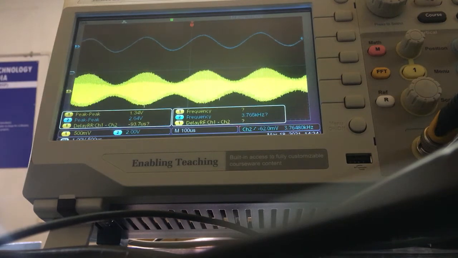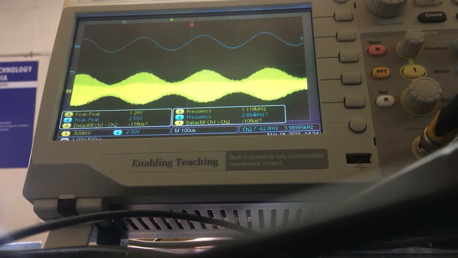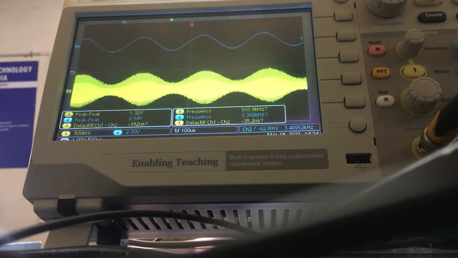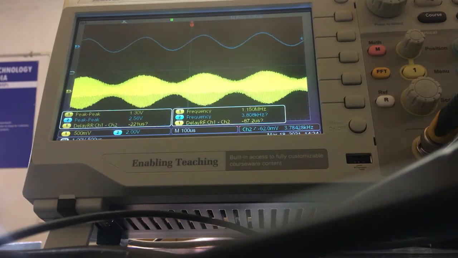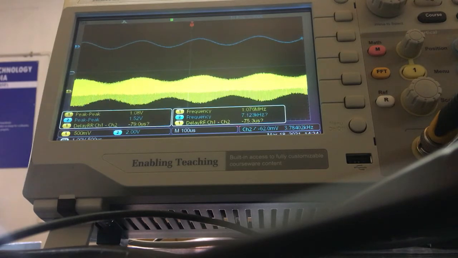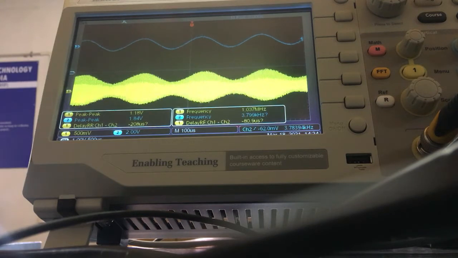And we can vary the amplitude of our message signal. The frequency of our message signal has been increased and decreased, and we can see that the modulated signal also varies accordingly. We can also increase or decrease the amplitude of our message signal, and we can see the modulated signal also copies that with good fidelity.